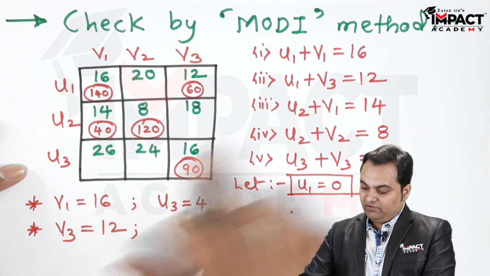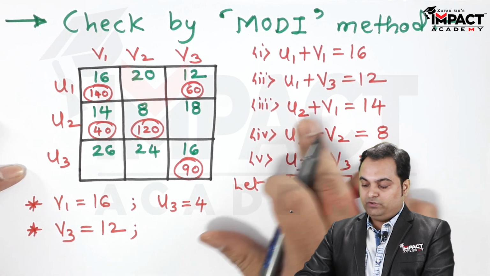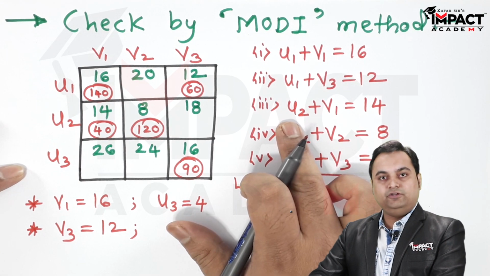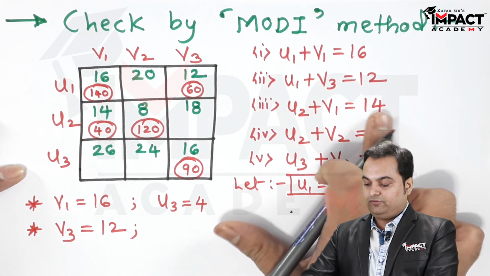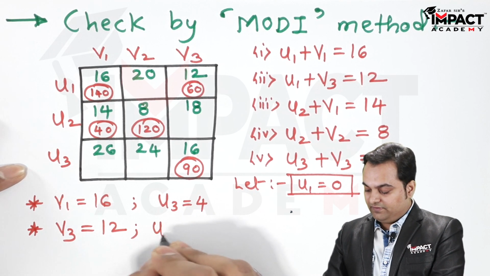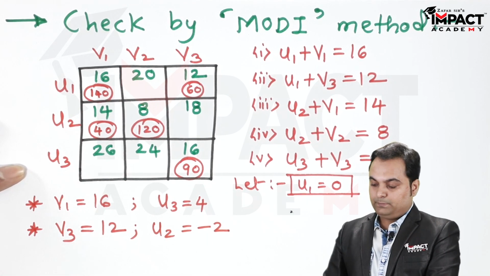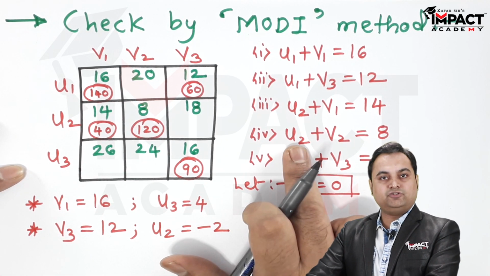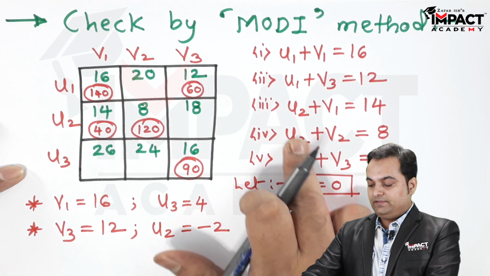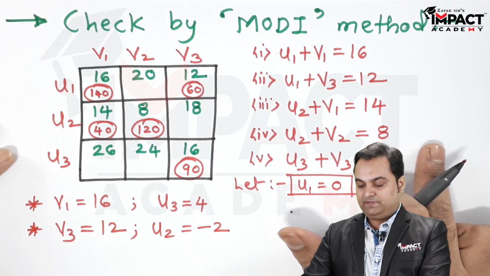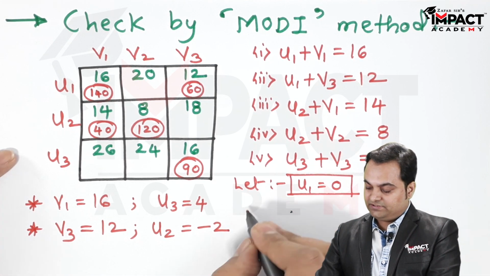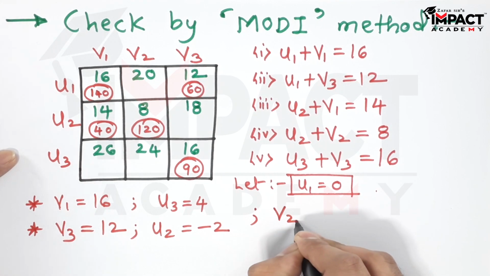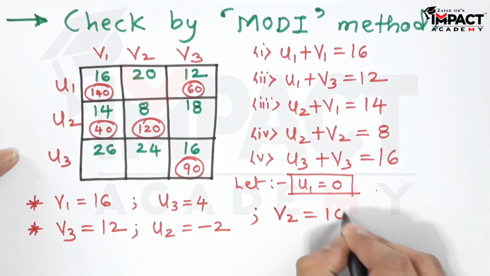Then v1 value is 16. When I put it in this equation, u2 value would be, 16 goes on the other side, so 14 minus 16, that is minus 2. Next, when I put the minus 2 value of u2 over here, that goes onto the other side and becomes plus. So 8 plus 2, that is 10. So v2 value is equal to 10.